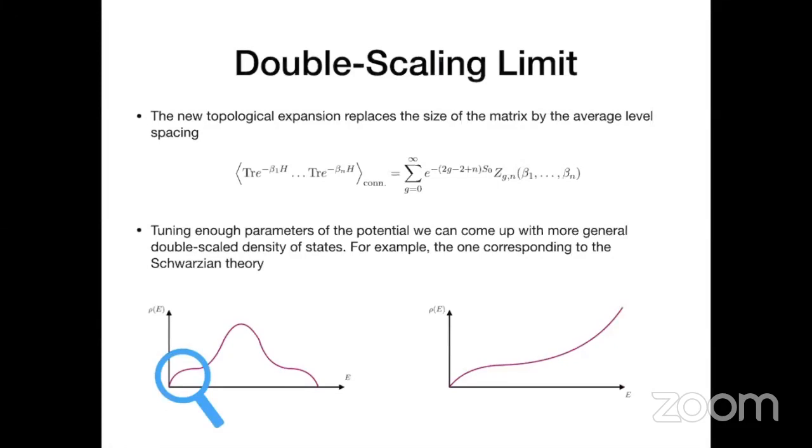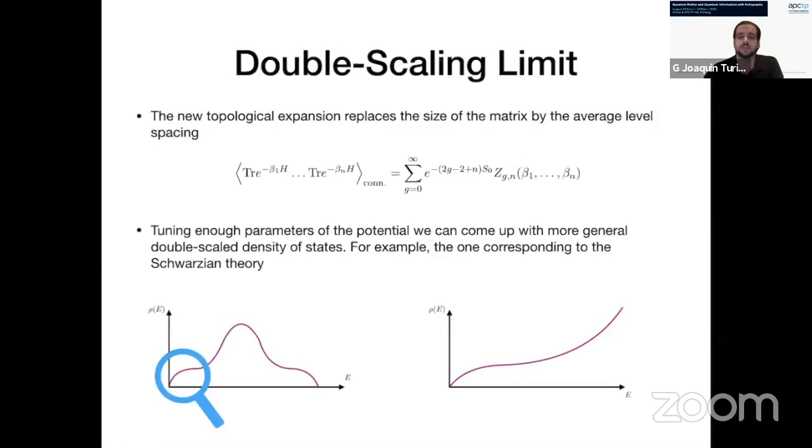Can I check this point? So S0 is not counting states there. Yeah, so e to the S0 is not the size of the matrix. Yeah. You have to take this double scaling limit.